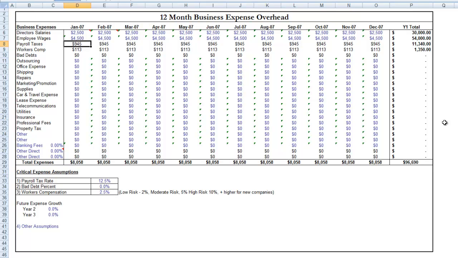Payroll taxes auto-calculate based on these numbers down here, so you can change your payroll tax rate, your workers' compensation rate. I got it preset for 2.5%, but if you're doing welding or working in the oil fields or something like that, or working around heavy equipment, it's obviously going to be higher.